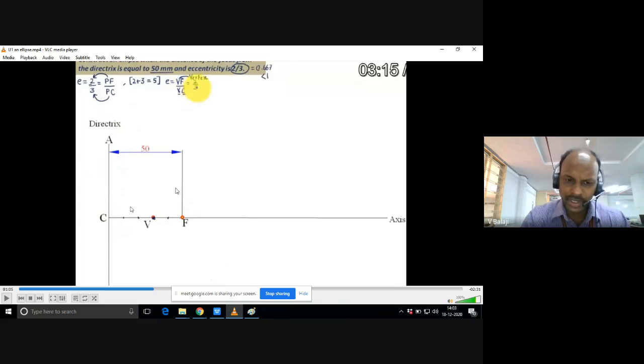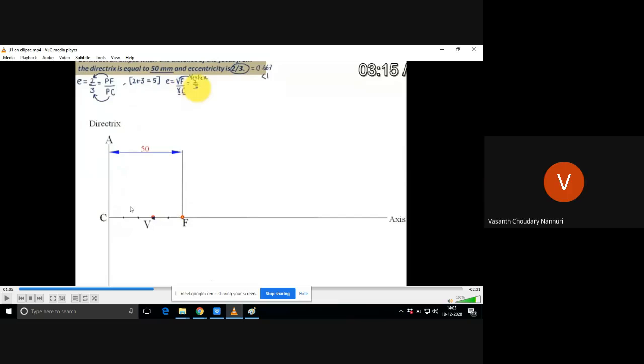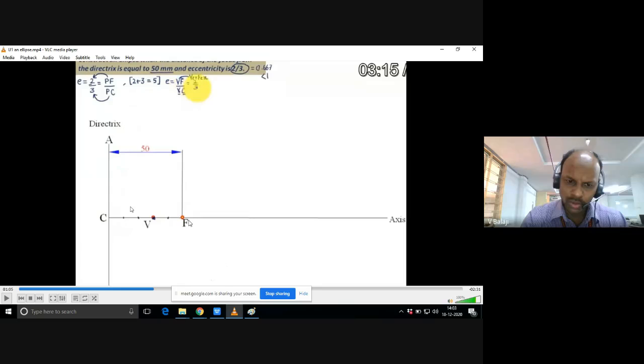Now, how to locate this vertex? 2 parts from the focus and 3 parts from the directrix. Very good. We need to move 2 parts. Remember the numerator parts: the numerator is 2. So move 2 parts from the focus. That is the vertex.